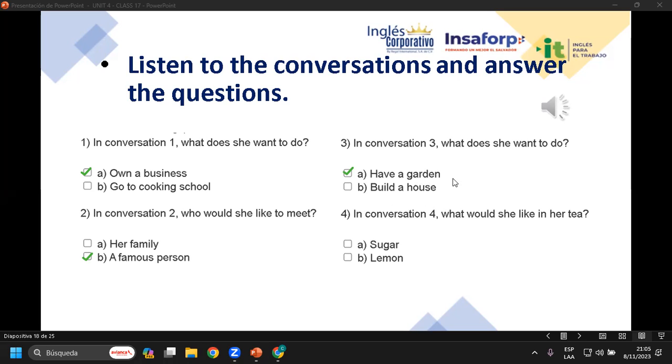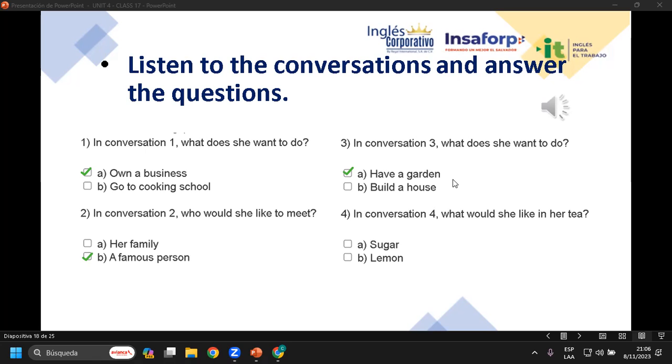Me hice esa pregunta, what does she want to do? La pregunta es, ¿qué quiere hacer? Ella quiere vivir en el campo y cultivar su propia comida. No, de hecho, el muchacho le pregunta dónde quiere vivir. Exactly.